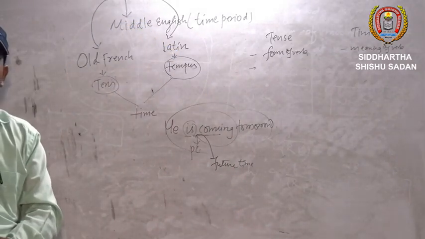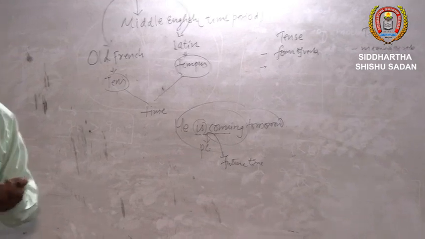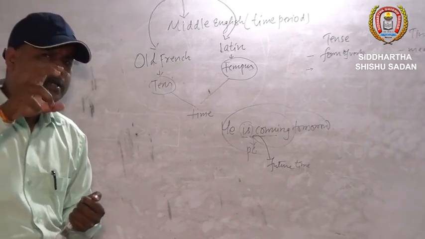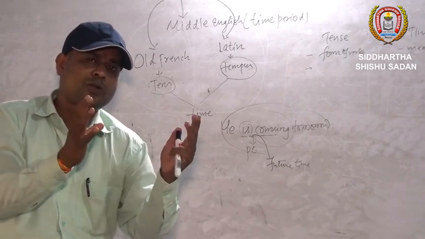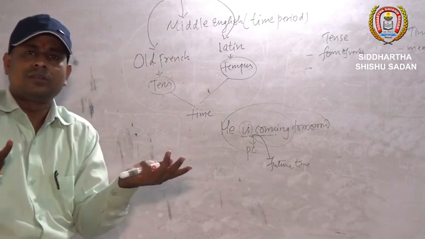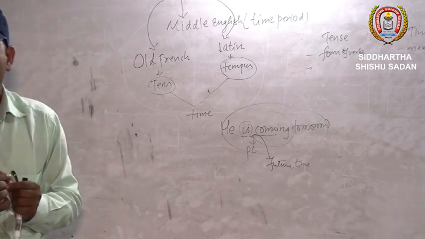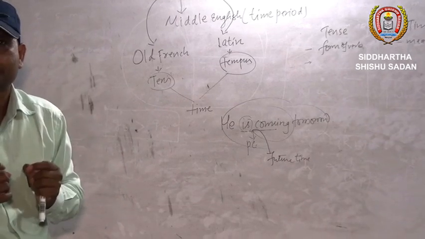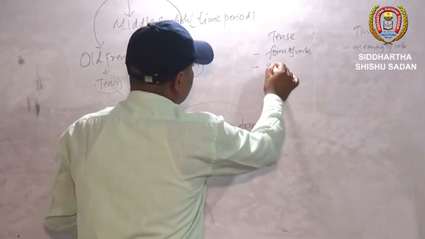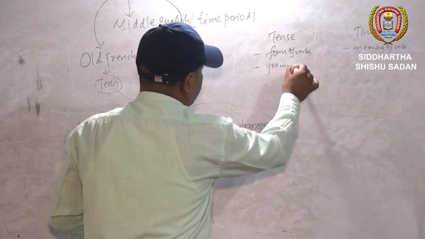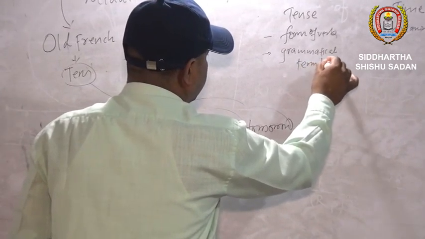Tense is a grammatical term. Do you talk about tense at home? I don't think so. Do people talk about tense in the office? Why talk? So tense is quite a matter of grammar. It's a grammatical category. It's a grammatical term. So please write here: grammatical term, grammatical category.